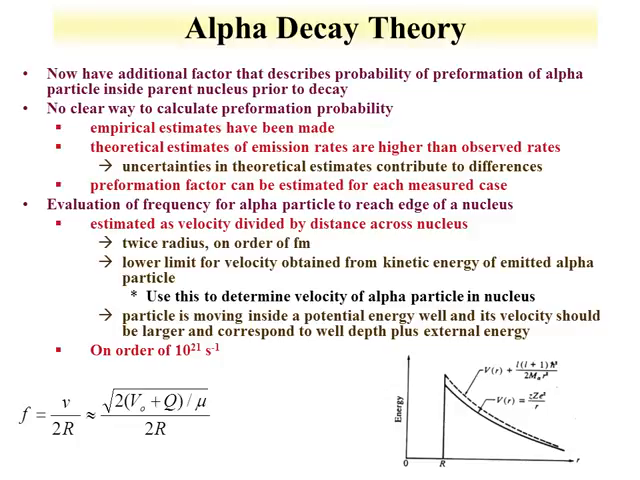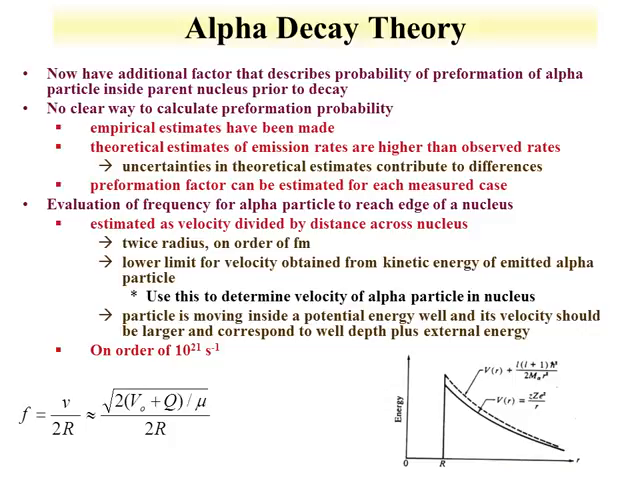Now we have an additional factor, this preformation factor of the alpha particle in the nucleus, that can help us describe alpha decay theory in more detail. Unfortunately, we really have no clear way to calculate this preformation probability from first principles. We can use empirical data, and fundamentally the difference between the theoretical estimates and the observed emission rates can be used to evaluate what the preformation factor should be. So basically we can use the preformation factor as a fit for our data.